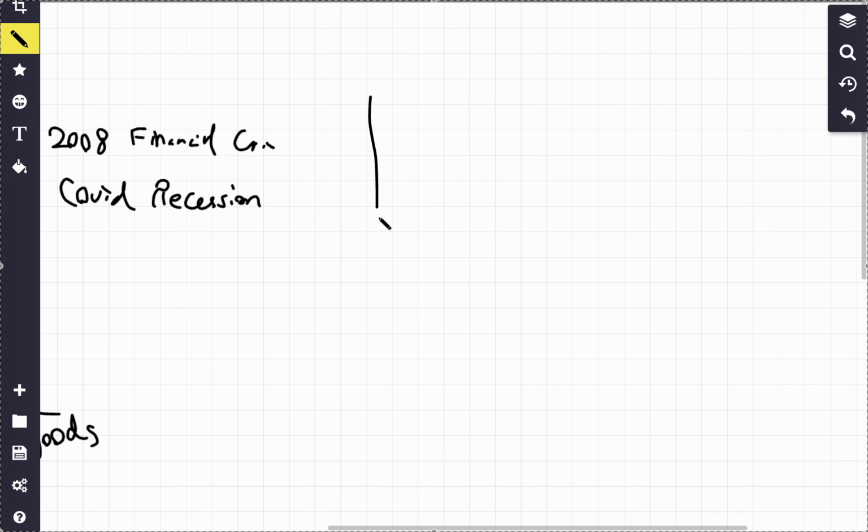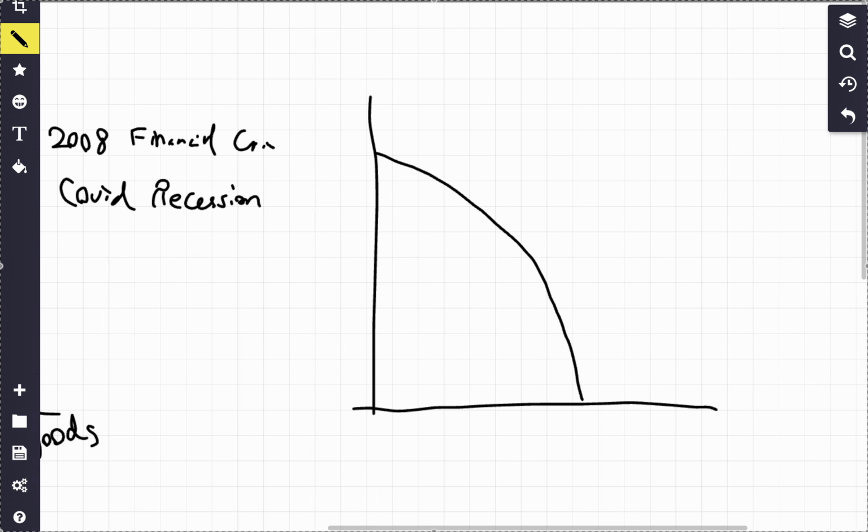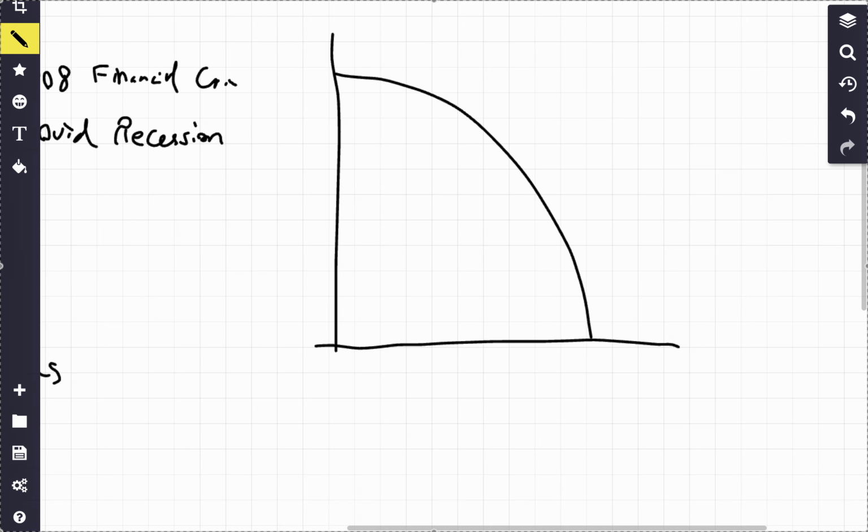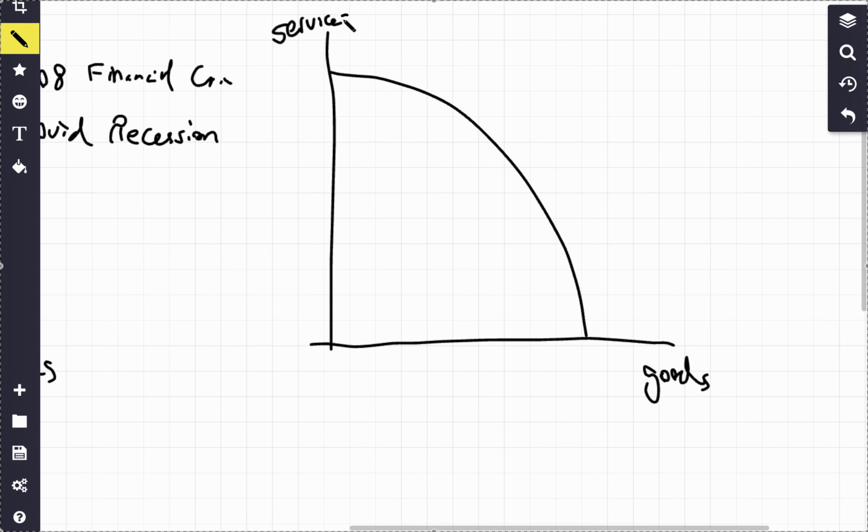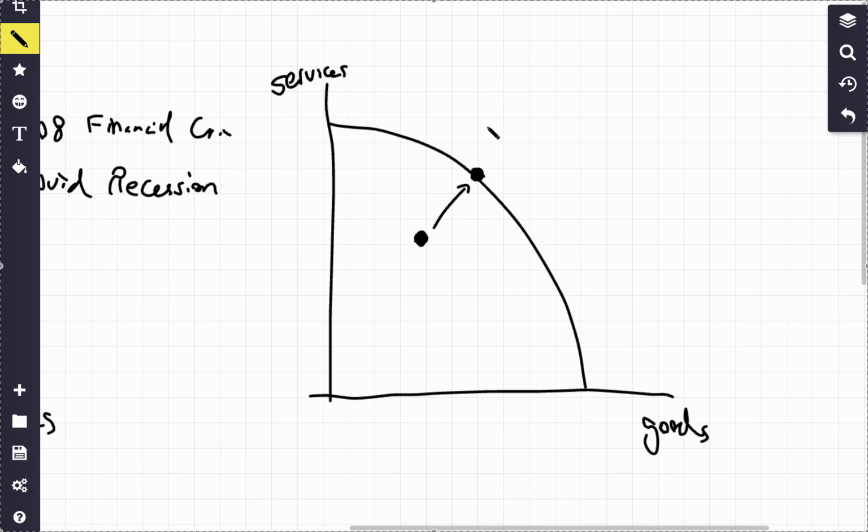Let's just draw this here. PPF, let's say services and goods. Okay, let's just put goods here and services here. Let's look at this. So short-term growth is when an economy operating inside the curve, at an inefficient level, increases its production by moving away from inside the curve toward it. This is what happens. This is short-term growth.